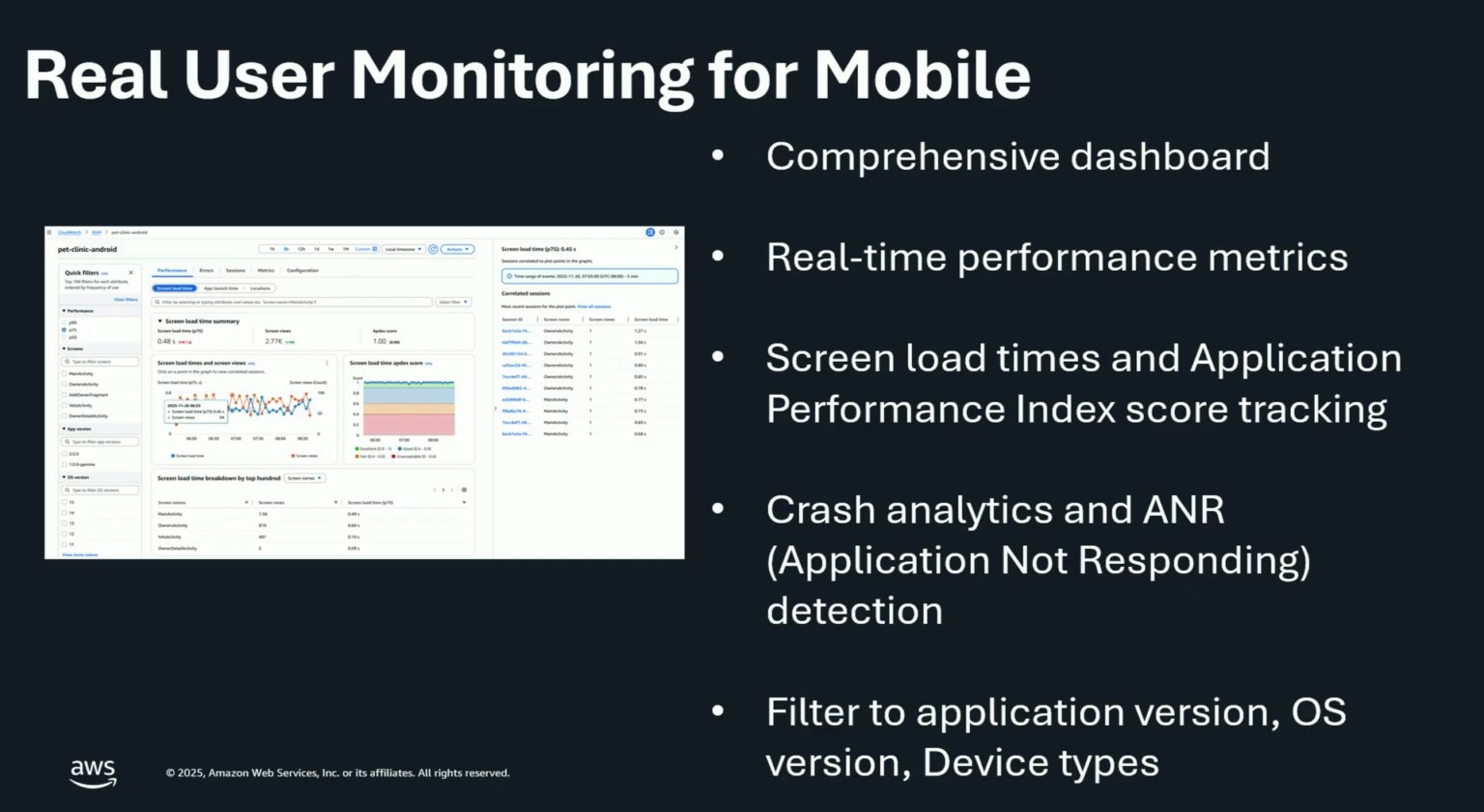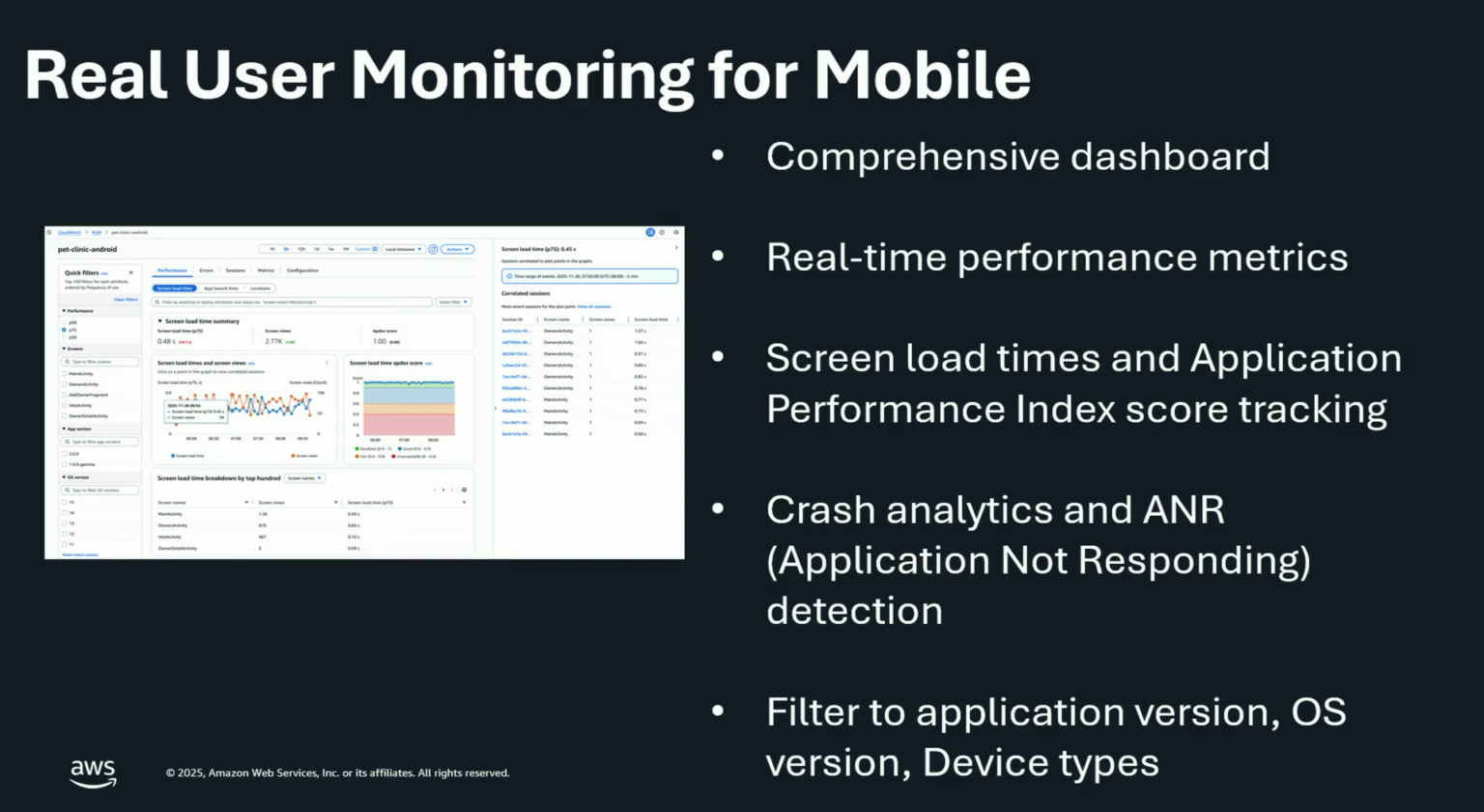The first one is a comprehensive dashboard. That's where you will see both your performance metrics and your crash analytics. And all of this is coming in real time. So when a customer gets a crash from their mobile application, it will be recorded in application signals or real user monitoring, so there is not much latency there, right? The moment they get it, you get it in real time.